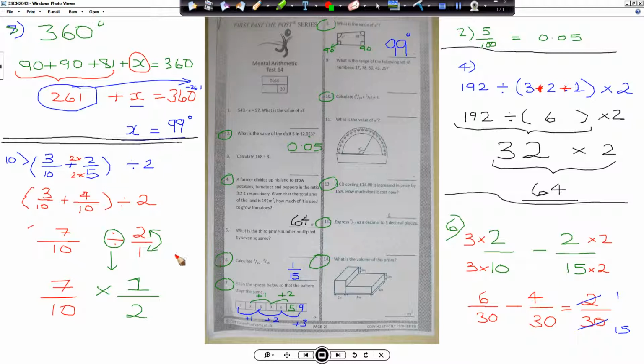Now, what do we do now? Now we need to try to cancel diagonally or vertically. So I can't cancel that way. I can't cancel that way because they don't have any common factors apart from 1. These won't cancel. These won't cancel. So what do we end up doing? Multiply the tops and now we multiply the bottoms. So 7 times 1 is 7. And 10 times 2 is 20. So the final answer is 7 over 20 for that one, for number 10. So right answer over here, 7 over 20.